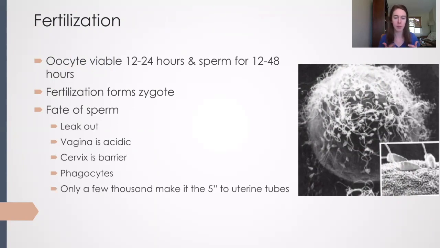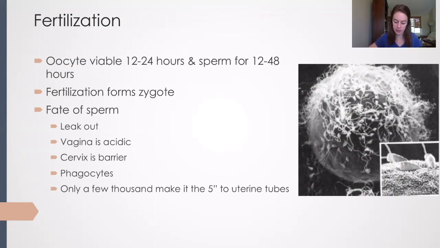They have to swim up the uterine tubes, still making it the final few inches. But you need a lot of sperm to actually make it to the egg. So you can't just have a new baby from one single sperm, because a lot of them, millions, are going to die before they even get to the uterine tube. And we need a bunch of them to actually make it all the way to the egg, which is what you see in this picture here.